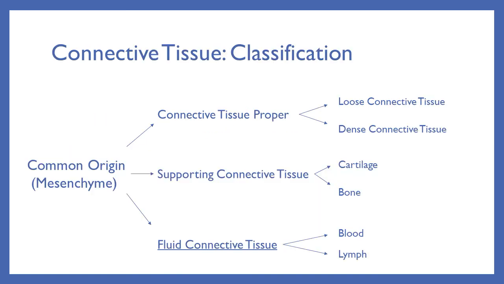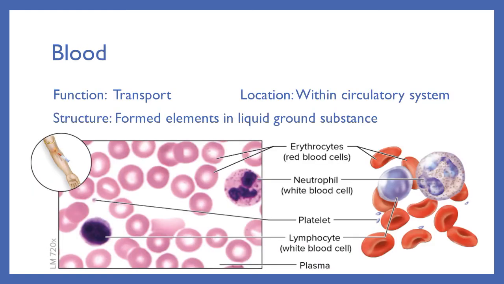All right, the last type is fluid connective tissue. Primarily blood. Blood allows us to transport oxygen and carbon dioxide throughout the body. We find it inside of the circulatory system, inside of our blood vessels. And what we have is a liquid ground substance with formed elements. That's our special word for red blood cells, white blood cells, and platelets. They're all traveling through the blood.